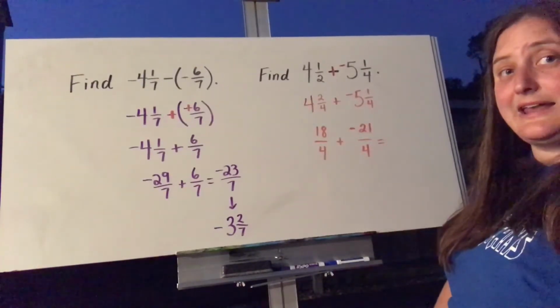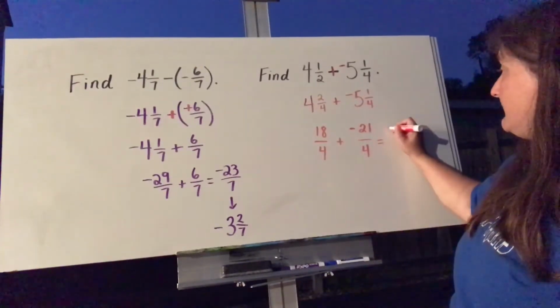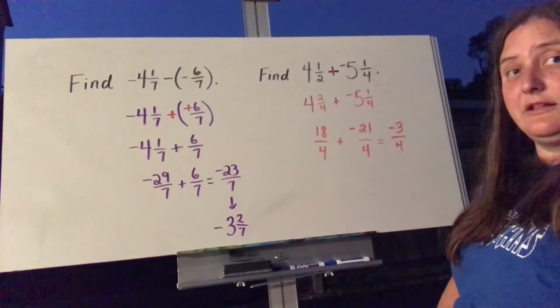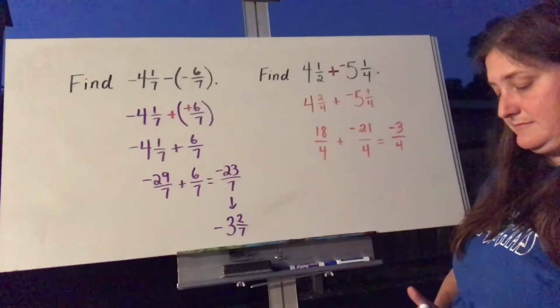Now I'm ready to add. 18 plus -21 is -3. And I carry over my denominator. So my final answer is -3/4.